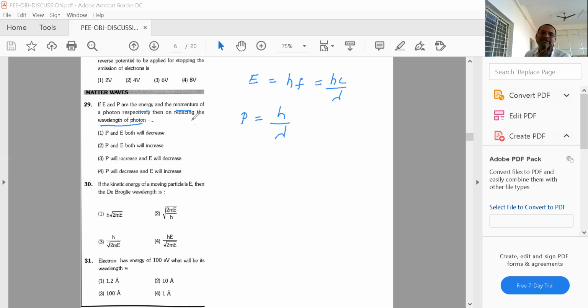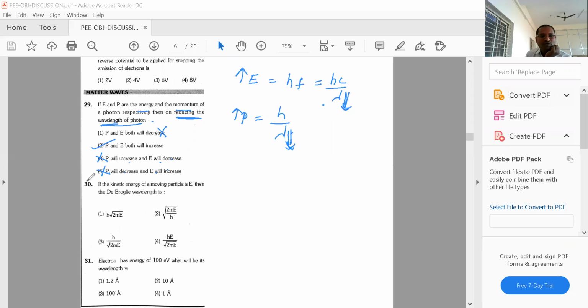Now they are saying that reducing the wavelength: if you decrease the wavelength here, momentum increases. If you decrease the wavelength here, energy increases. Means reducing the wavelength increases momentum and energy. So P and E both decrease, wrong. P and E both increase is correct. P increases, E decreases, wrong. P decreases, E increases, wrong. So option 2 is the right answer. Got it, students? So when lambda decreases, energy and momentum both increase. Option 2 is the right answer.